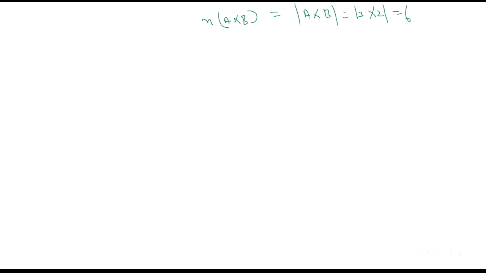A product result. Next, an important theorem: the principle of inclusion and exclusion for two sets.